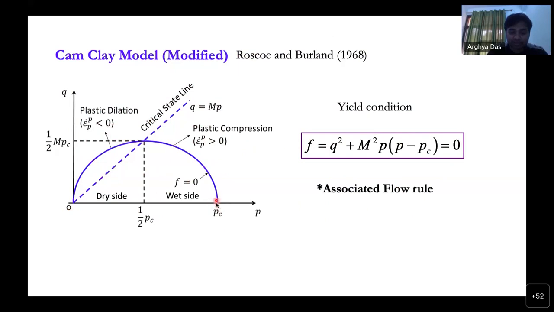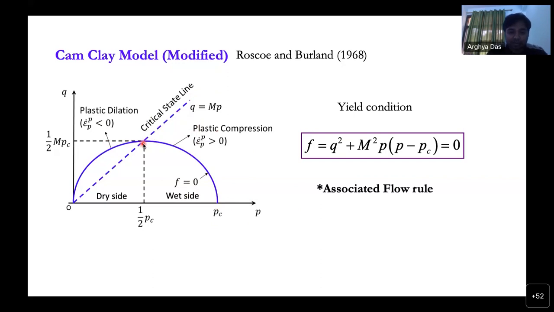This point denotes the PC, which guides the change in the surface, whether the surface will shrink or expand. That depends on this PC. And whatever will happen, finally the yield surface, the loading, the stress path will reach this critical state line, which is generally denoted by the top point of this critical state line.